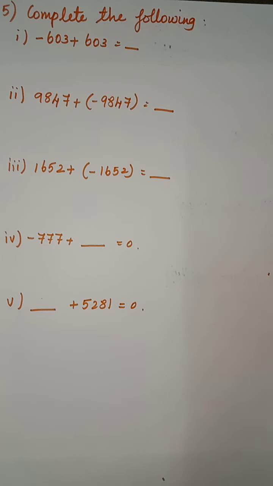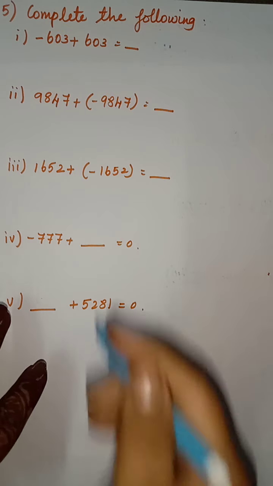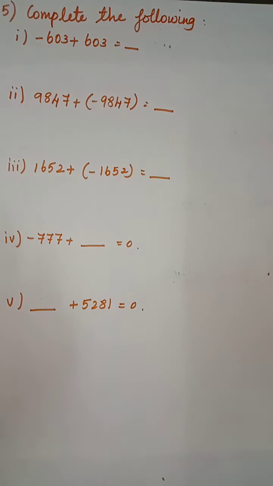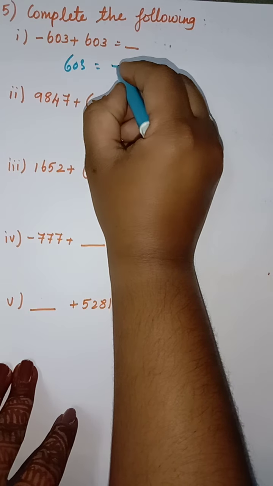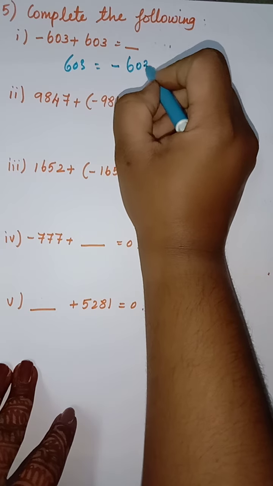See, minus 603 plus 603. You can do it in the normal way also. Otherwise, I already told you about properties. Properties are there for us to do the problem in a very simple manner. So now here, see here, 603. What is the inverse of 603 here? Minus 603. Yes. So the inverse of 603 is minus 603.